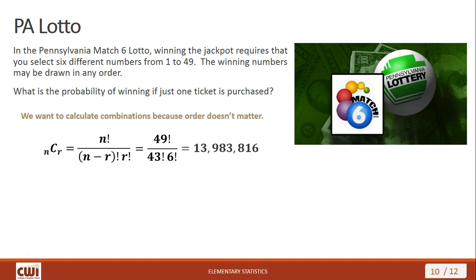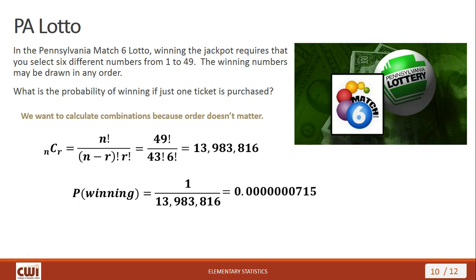We punch this into our calculator and we get 13,983,816. This is the total number of possibilities for choosing 49 different numbers taken 6 at a time. The probability of purchasing one ticket that has the win is 1 over 13,983,816. When you divide that out, you get a very, very small number. So we can see here that the chances of winning the lottery are not that great.